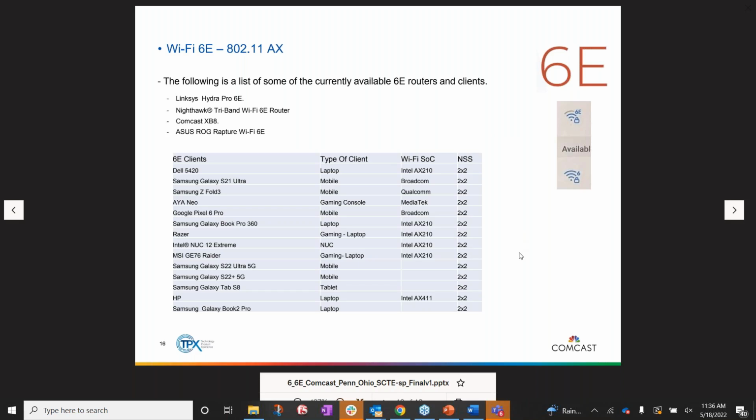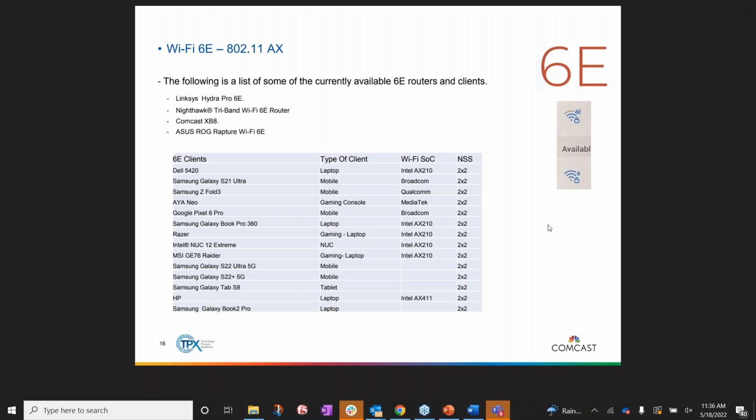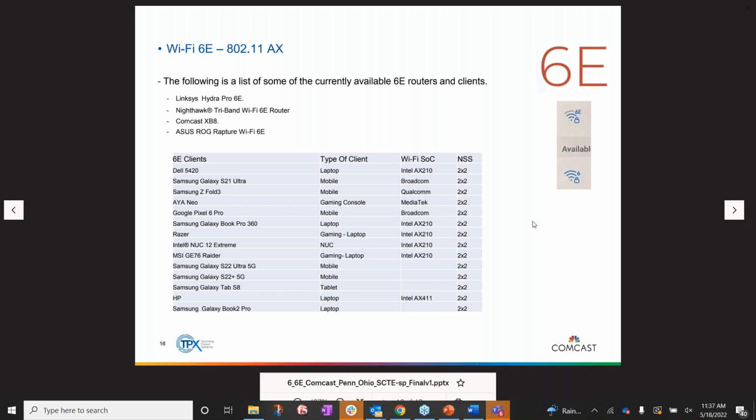Okay, so these are the APs and clients available right now in the market. As indoor access points, Linksys, Nighthawk, Comcast and Asus are the access points, and below are the number of clients available in 6 gigahertz. Most of them are 2x2 clients.